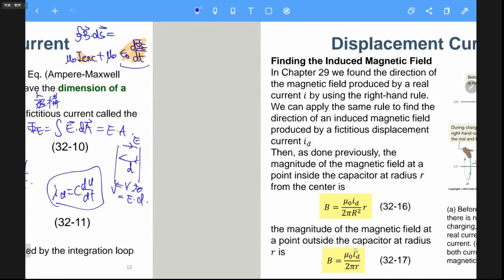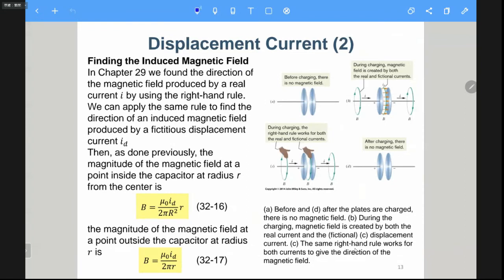Okay, so here we still talk about the displacement current. In chapter 29, we found the direction of the magnetic field produced by a real current I using the right-hand rule. We can apply the same rule to find the direction of the induced magnetic field produced by the fictitious displacement current. Actually, the derivation is the same.